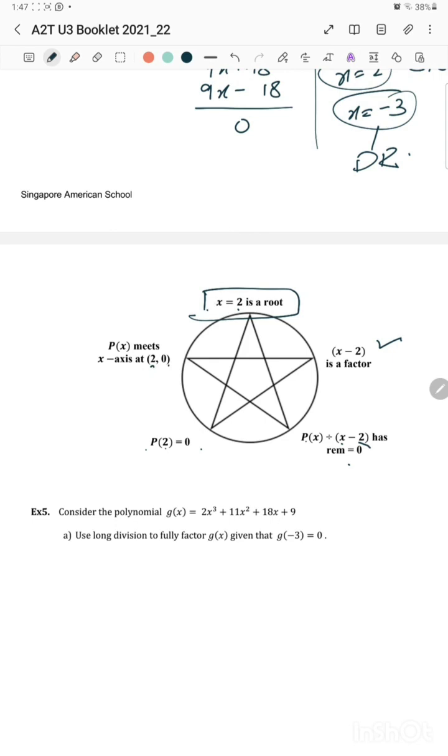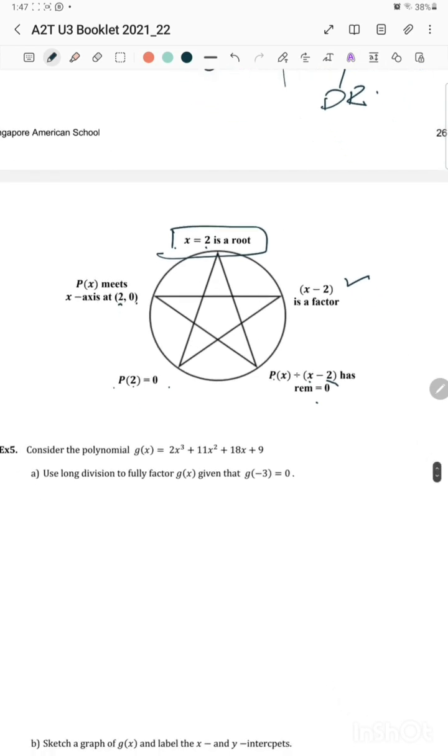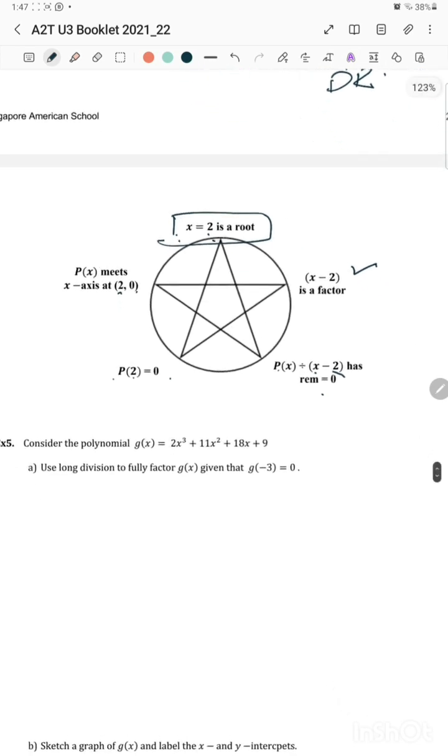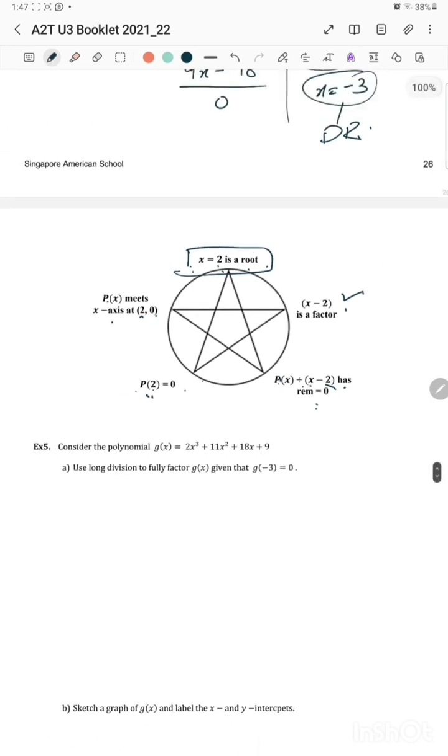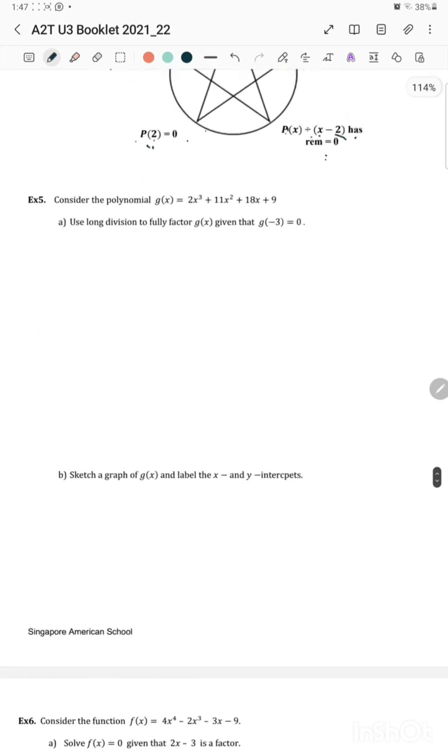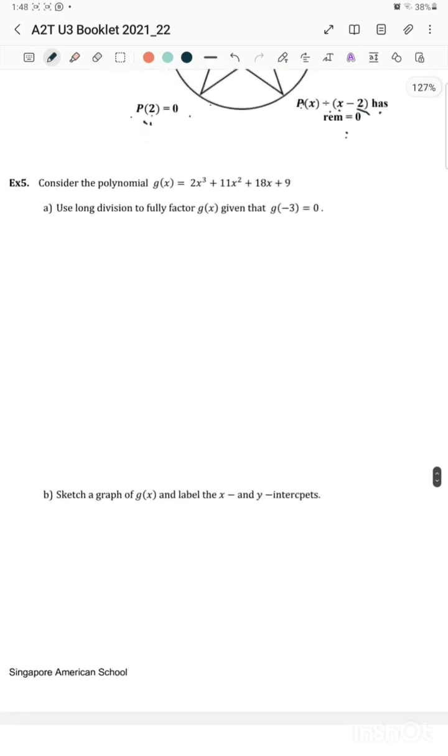X is equal to 2, which means if x is equal to 2 is a root of the polynomial, then x minus 2 is a factor of that polynomial. When the polynomial is divided by x minus 2, the remainder would be 0. When we put 2 in the polynomial, the answer would be 0, and p of x will meet the x-axis at 2, 0. Consider the polynomial: using long division, fully factorize g of x given that g of minus 3 is equal to 0.